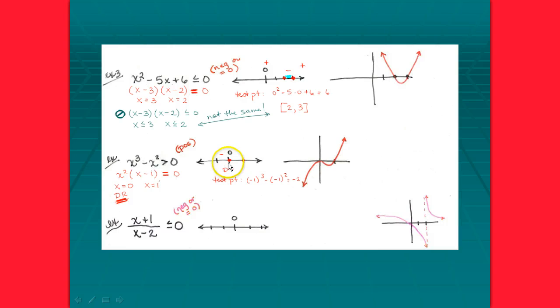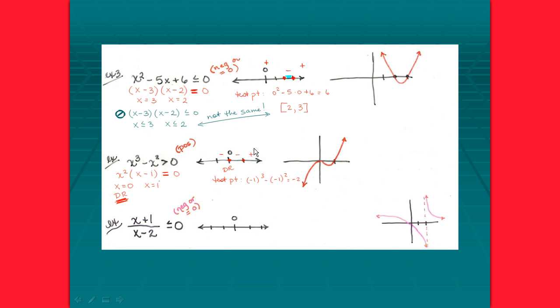This, however, is a double critical number. So what's going to happen is, as I hit that first critical number, it'll change from negative to positive, and when I hit the second one, it'll change from positive back to negative again. It will change twice, so it will appear to not change at all. This, however, was a single critical number, so it will hit that and change one time.